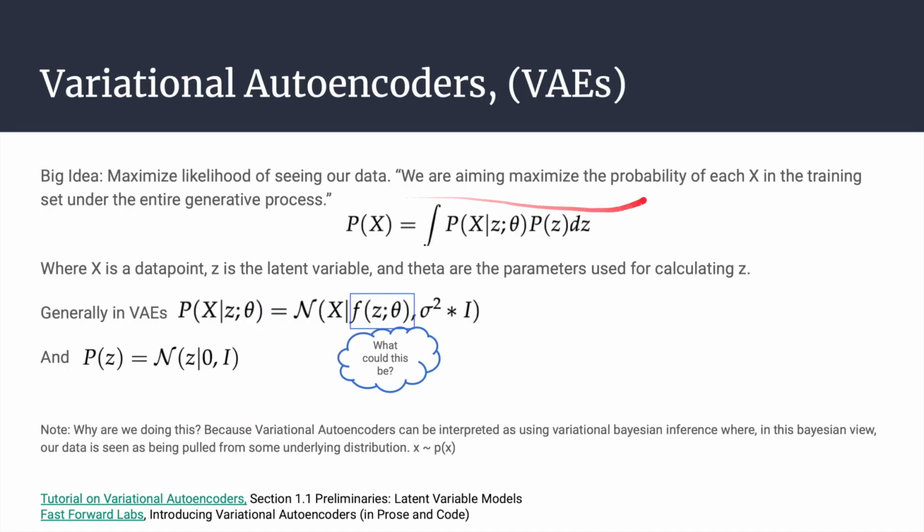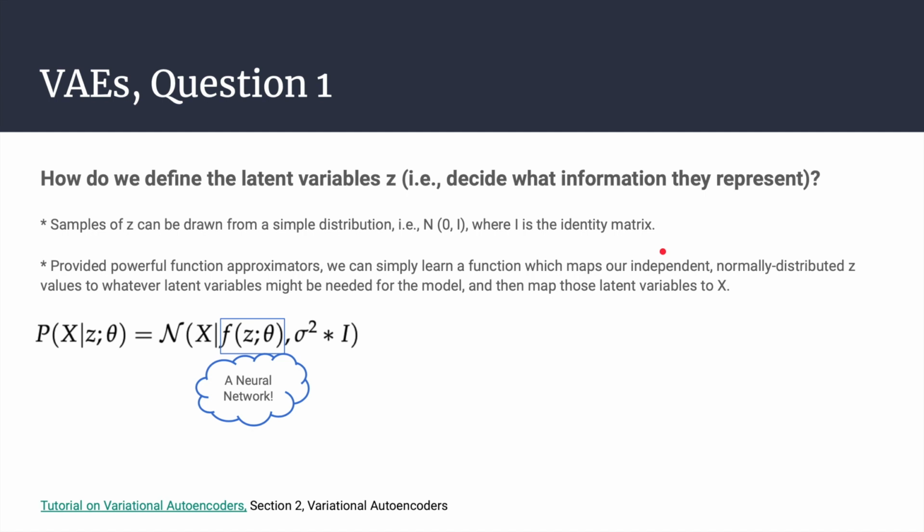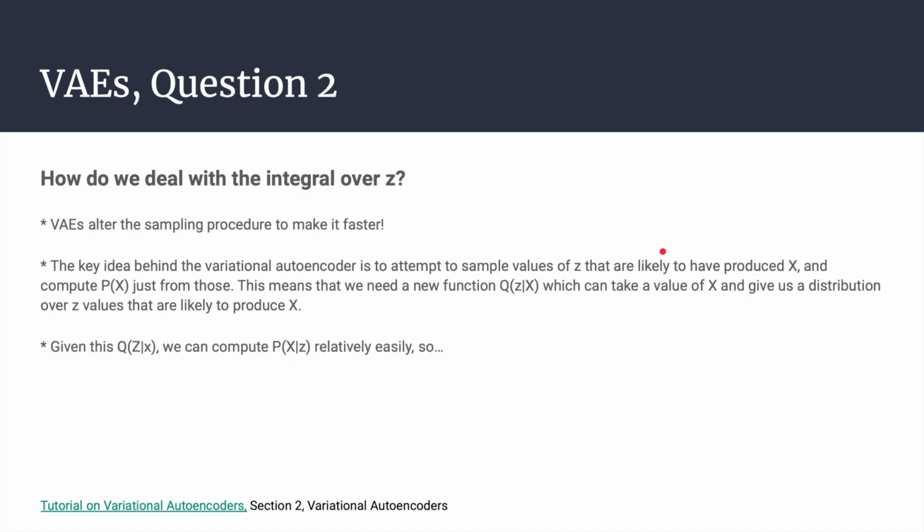So back here we have this integral over the latent space, but we don't actually know how big this space is. So it's kind of intractable at this point. So how could we solve that problem? So VAEs, this is the main thing about VAEs, they use a faster sampling procedure. The key idea behind variational autoencoders, I'm just going to read off the slide, is to attempt to sample values of Z that are likely to have produced X, the data, and compute P of X just from those samples.